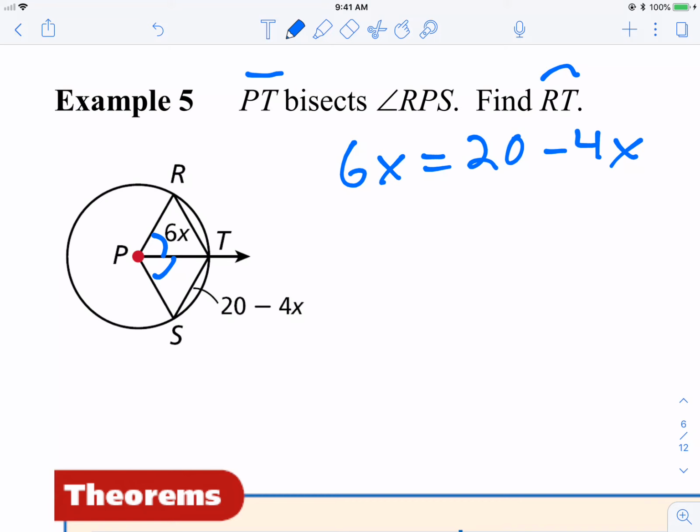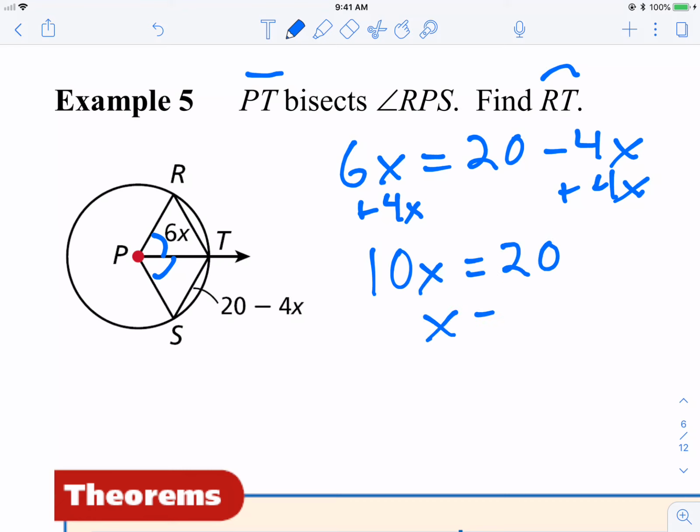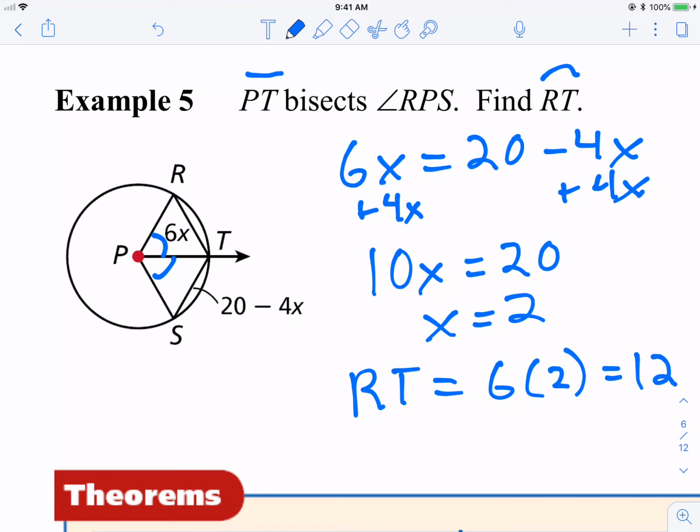We're going to solve this for x, add 4x to both sides. Gives us 10x equals 20. So therefore x is 2. And we're asked to find the length of RT. So 6 times 2 gives us 12 units of length.